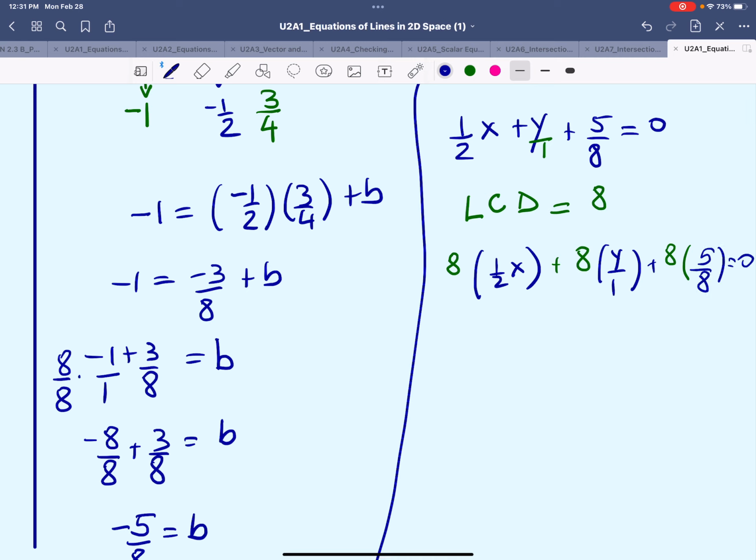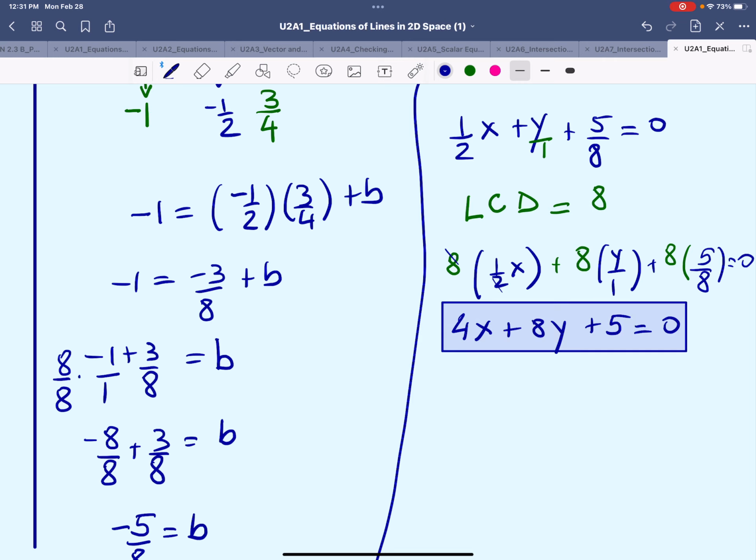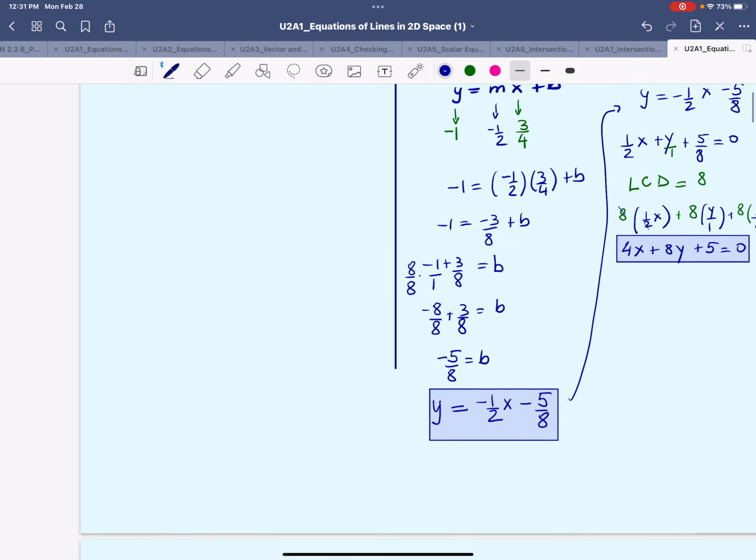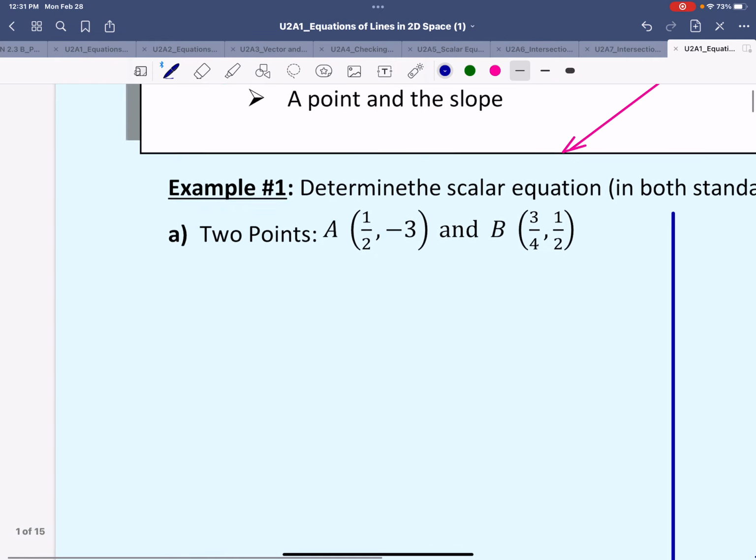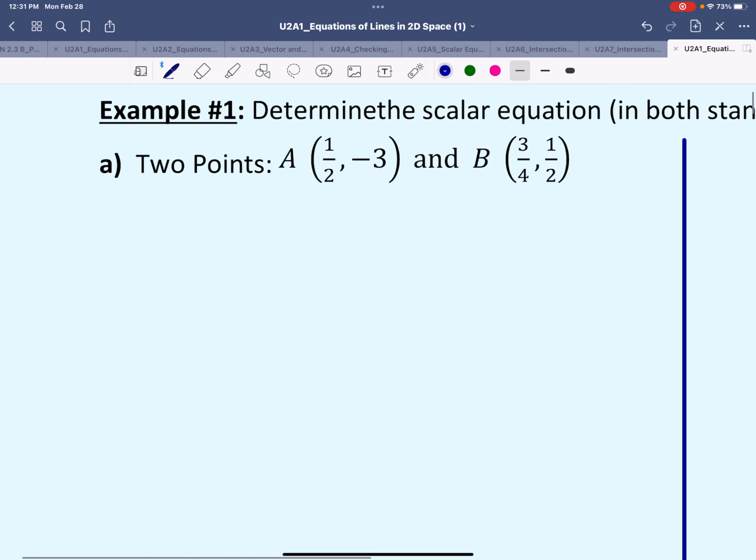Equals 0, and that will bring the equation to 8 over 2, 4, so that's 4x plus 8y plus 5 equals 0. This would be the standard form of this same equation that we just found before in slope y-intercept. So we're going to move on to the next part of this example, example 1a.